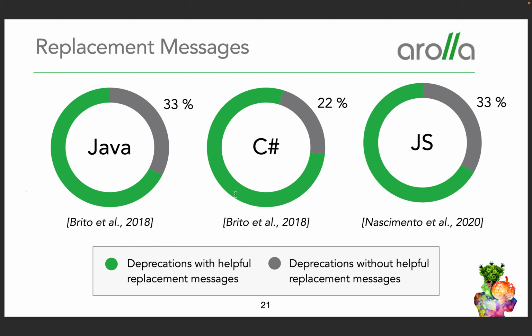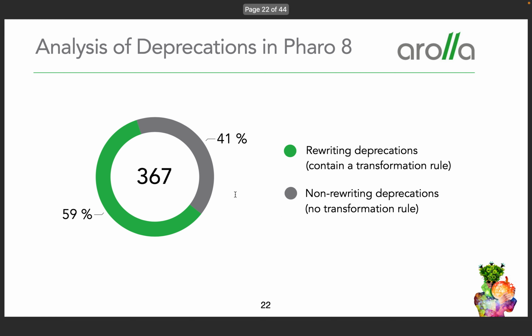Here you can see that in Java and in JavaScript, around 33% of all deprecations don't contain any useful deprecation messages. And in C#, it's 22%. We also did a study in another paper on Pharo. It was another research that we did. We analyzed the existing deprecations in Pharo 8, and we saw that 41% of those deprecations are non-rewriting, so they do not contain transformation rules, and 59% are rewriting, so they have transformation rules.